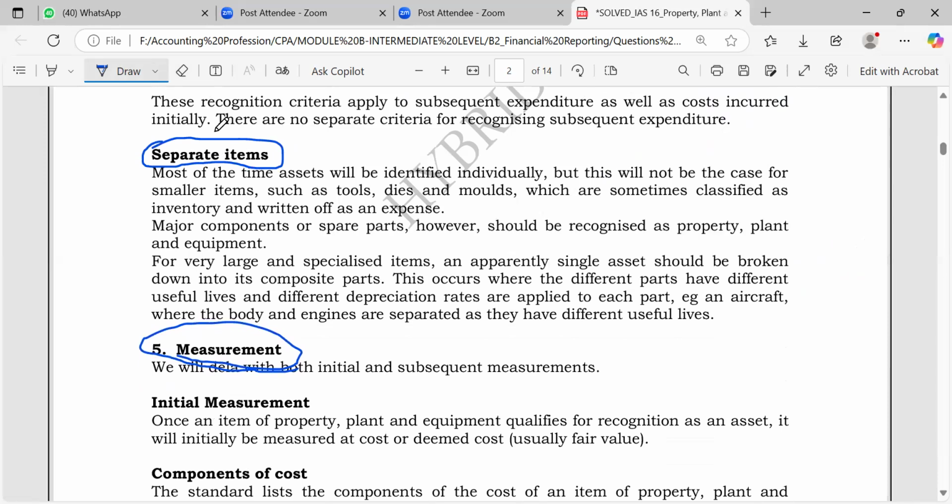We speak of separate items. Most of the time assets will be identified individually, of course, but even the conceptual framework specifies that for very little assets, it gives this example. Let's say the tools, the dies, or the molds, which are sometimes classified as inventory and written off as an expense.